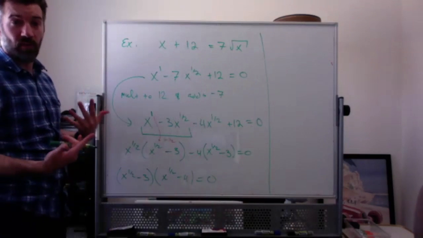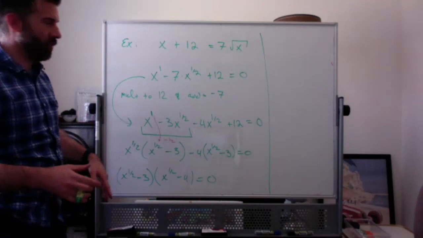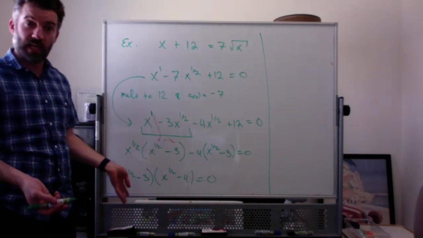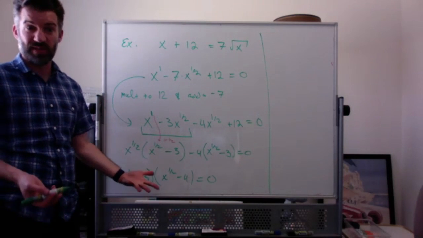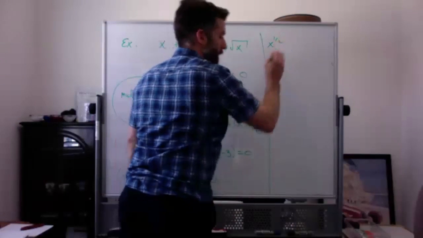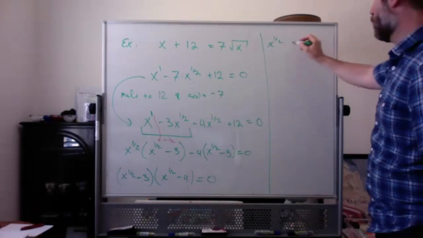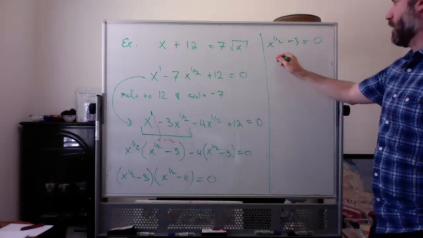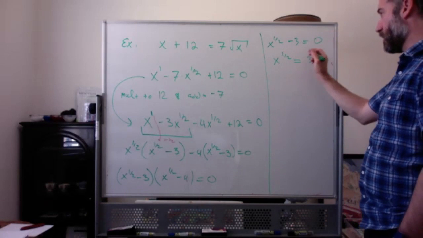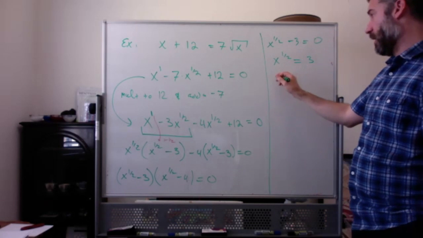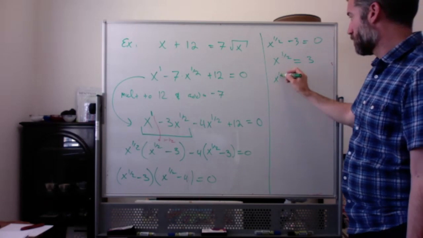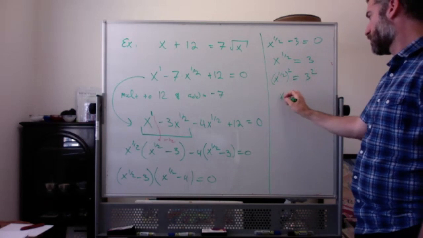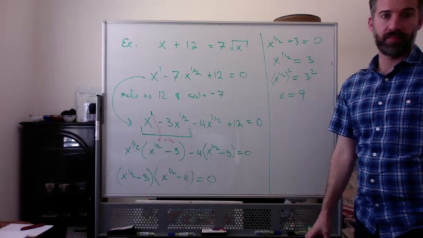Just like we've been doing before, when we factor, a lot of times, if you have x -6 equal to 0, you say x equals 6, and you don't really write it down. But here, I think it's really going to be in our interest to write each factor equal to 0. So I'm going to set x to the 1/2 -3 equal to 0. And then x to the 1/2 equal to 3. And then I'm going to square both sides. So that x to the 1/2 squared, which is just x, is going to equal 3 squared. So that x is equal to 9.